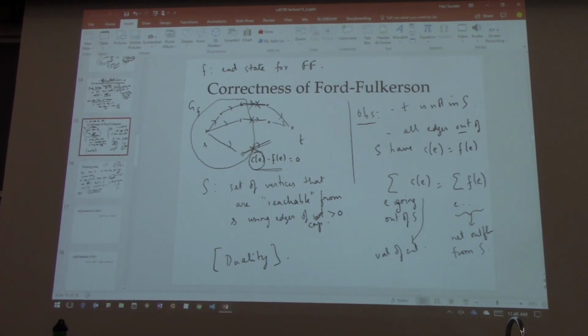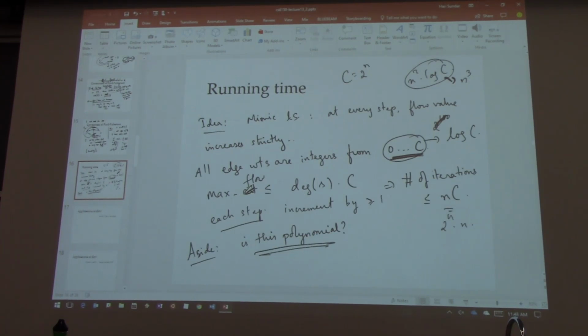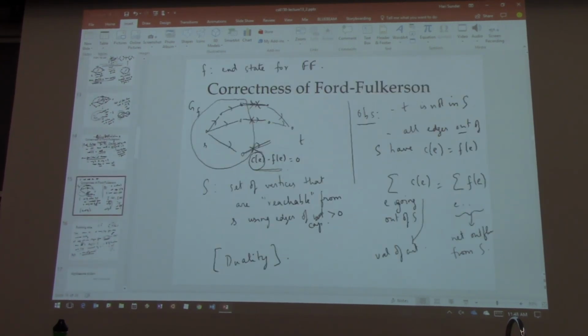So why do you have to do BFS to find S? Why can't you just say cut all the edges where C of E minus F of E equals 0? You could do that, but actually you had to argue that the net outflow from this set is equal to the sum of the edges cut. For that you need something like this, because you need to come up with a set of vertices such that the net outflow from it is what you are interested in.